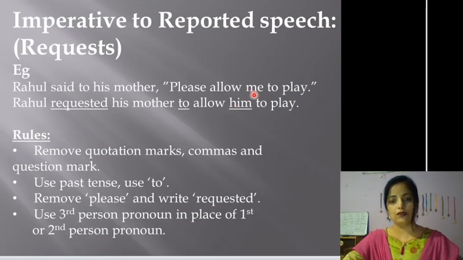So me is again a first person pronoun. It is an extension of the pronoun I. So we have to remove it and we have to write him because we are talking about Rahul. Rahul is a boy. Instead of Rahul, if the word Rita was used, here we would have used her. So the answer is Rahul requested his mother to allow him to play.